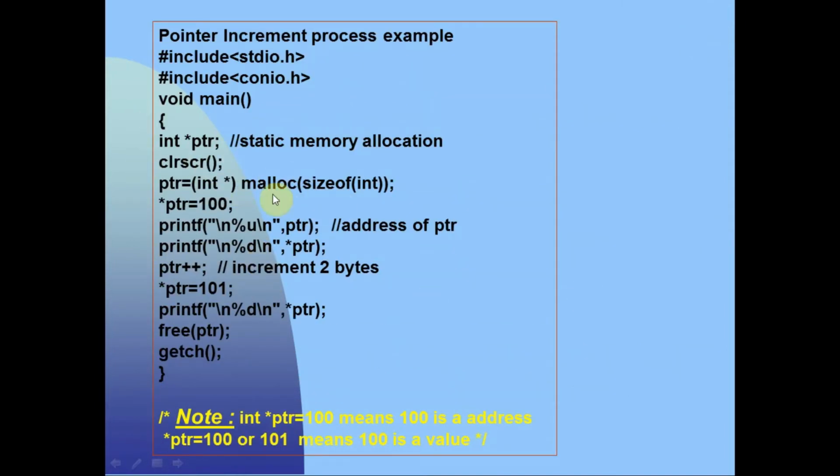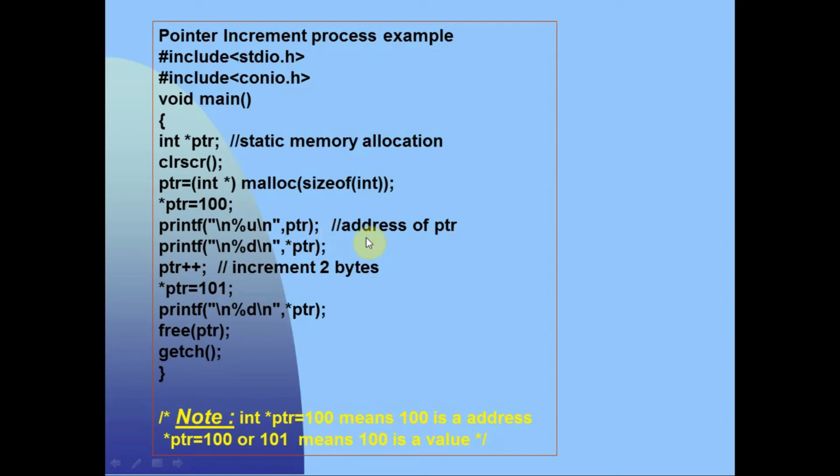Example of memory allocation, the pointer increment process. First, an integer pointer variable, and ptr equal to malloc, it is a memory allocation. We are allocating the space, and the space is stored into the ptr variable. The space is for the input of an integer value. So asterisk ptr equal to 100 means this data is directly stored into the pointer variable. 100 is a value.